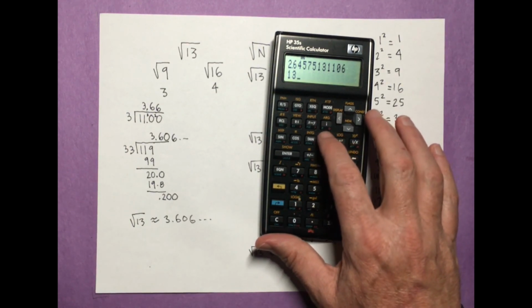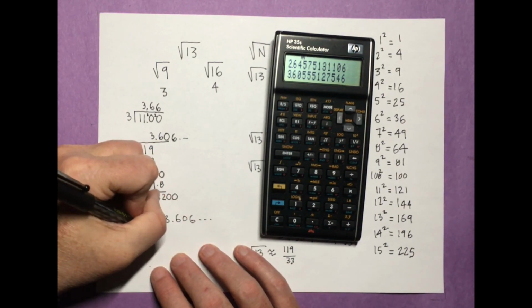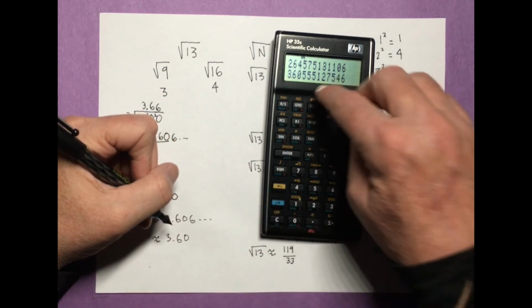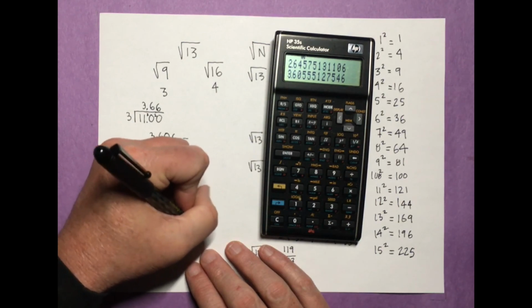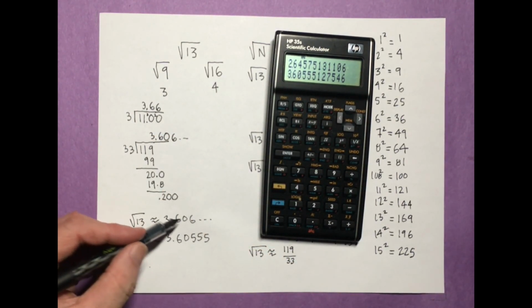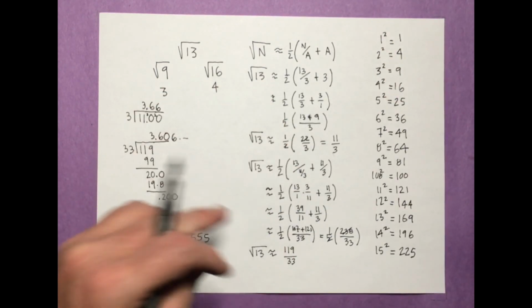Square root of 13. Well, look at that. According to my calculator, the square root of 13 is about 3.60555. Well, you could round that. So we came within 1/1000th of the actual value with just 2 iterations of Newton's method.